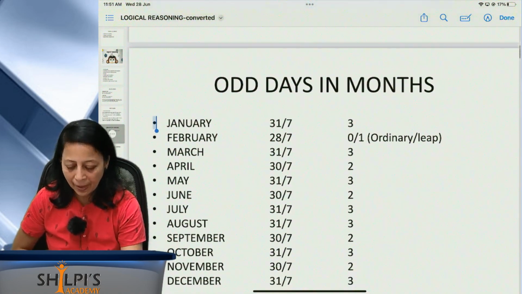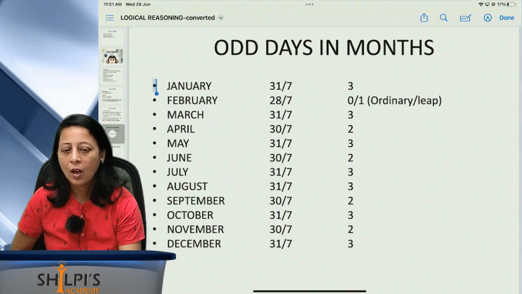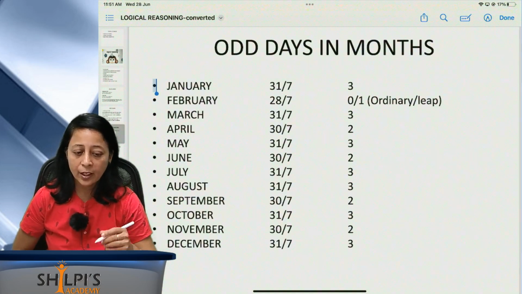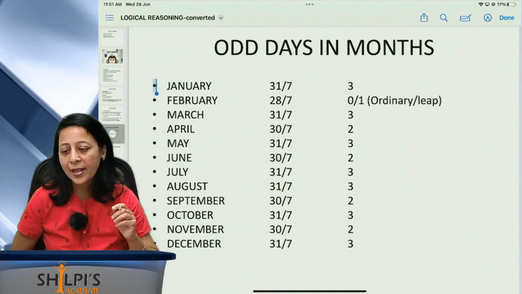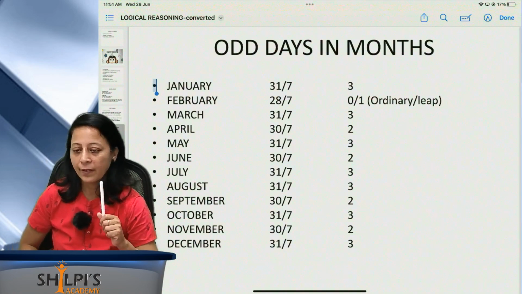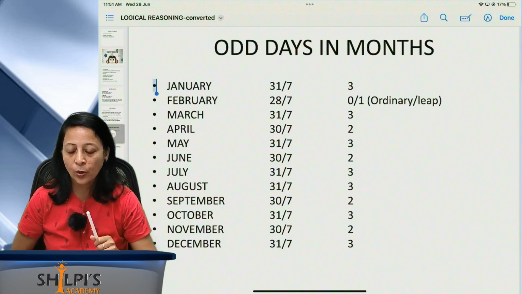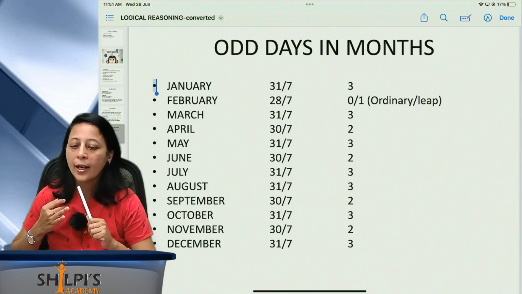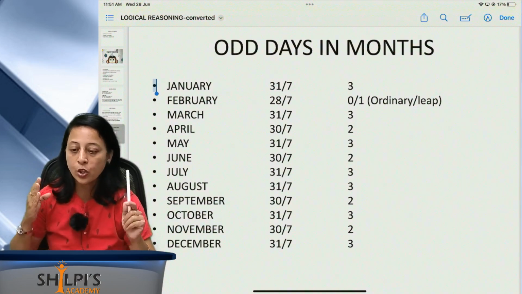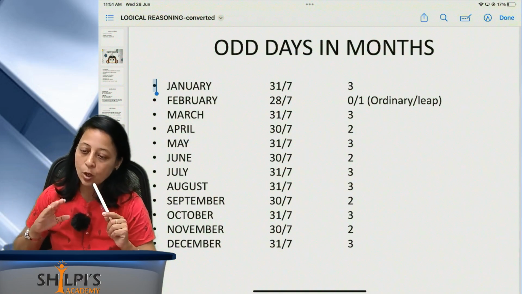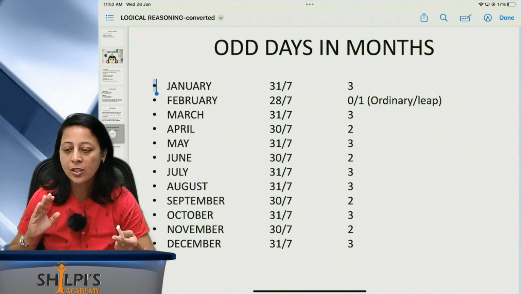Now coming back here, odd days for a month. How are we going to calculate the odd days for a month? Take January. How many days are in the month of January? 31 days. So 31 divided by 7. As I told you, whether it is a year or a month, you have to divide it by 7. So 365 should be divided by 7, 366 should be divided by 7, and if you are talking about a month, it should also be divided by 7.